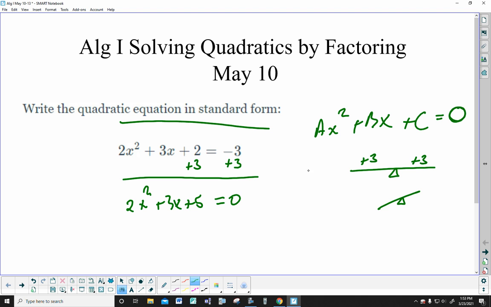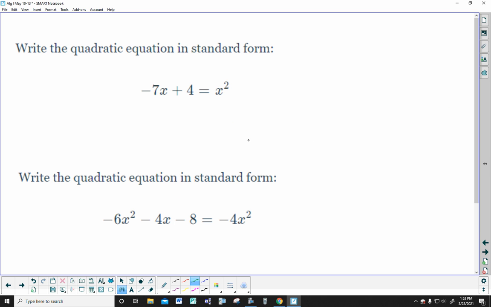It just says write it in standard form. Move along. Okay? That's it. Nothing more to do, because that is standard form. Move this over to the other side.